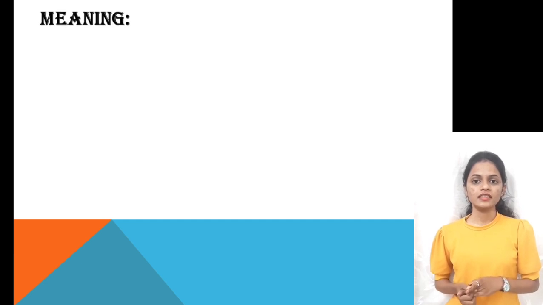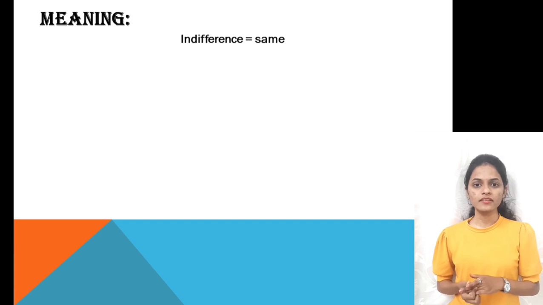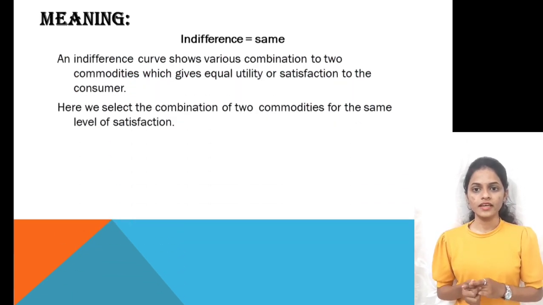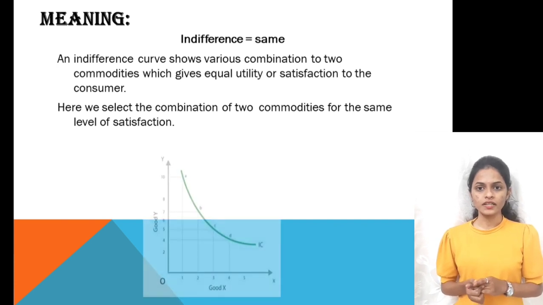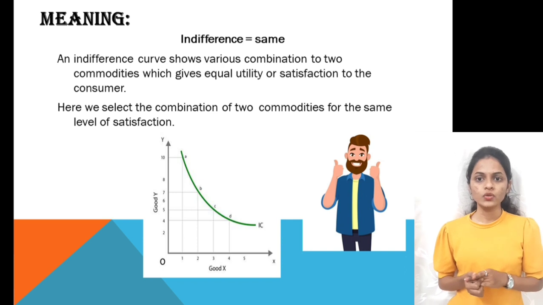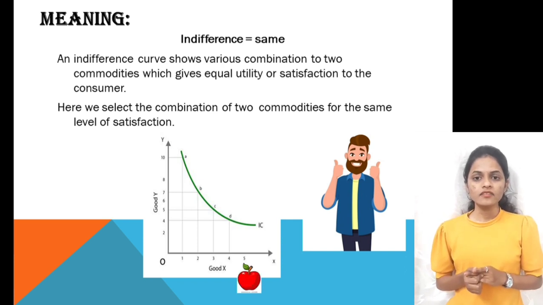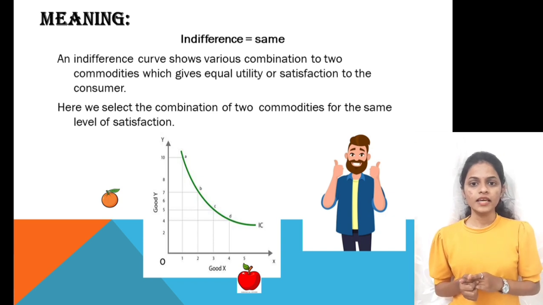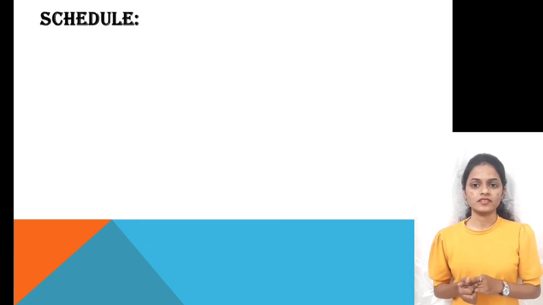So, let's see what is indifference. Indifference means same. So, we can better correlate with the meaning of the indifference curve. An indifference curve shows the various combinations of the two commodities which give the same utility or satisfaction to the consumer. Here we select the combination of two commodities for the same satisfaction.